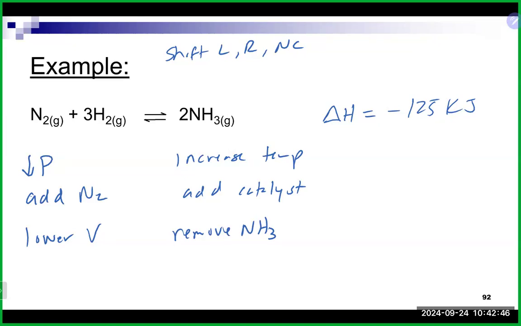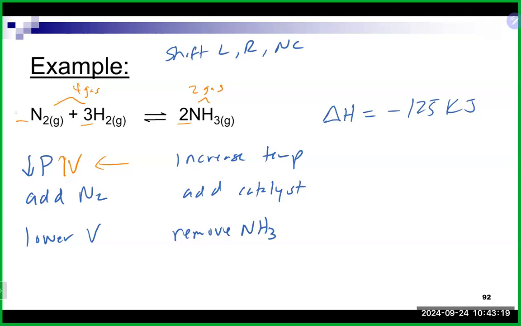The first one, we're going to lower the pressure. If we lower the pressure, that means that we actually should have a larger volume, right? So larger volume means we need more gas molecules. In this case, we have 4 here. We add up the coefficients for anybody with a G. And here we have 2. So that means in this case, we will shift to the left, which has more gas molecules. Any questions on that one there?